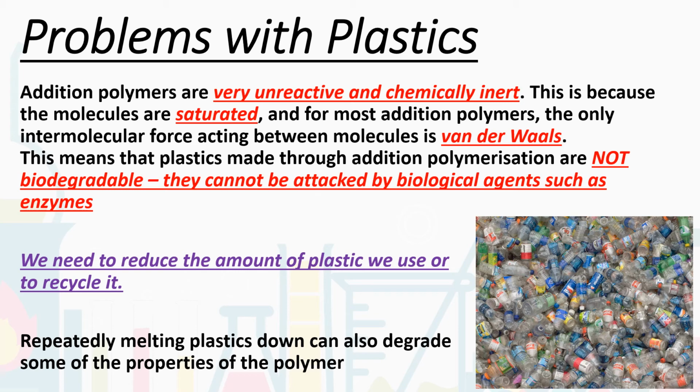And so what we need to do is either to reduce the amount of plastic we use or to start recycling it. And even that throws up some problems. In terms of recycling, typically you sort the plastics into different types. These then get taken away, melted down back to their constituent monomers, and then reformed into a new plastic type. And this is great to an extent, but repeatedly melting these plastics down can also degrade some of the properties of the polymer. So if you wanted a really flexible polymer for a certain type of application, the repeated melting down and reforming could end up making it more brittle and therefore not useful for its purpose.